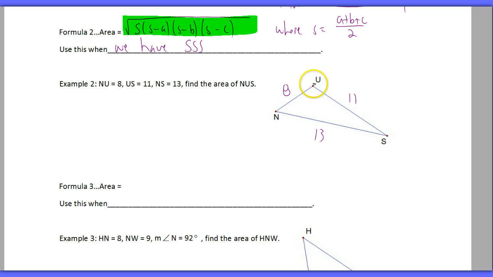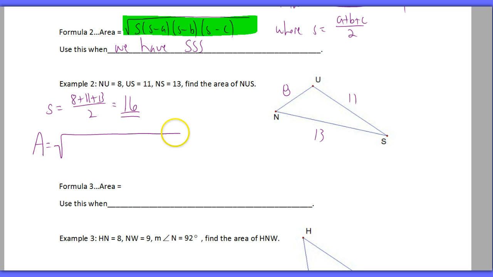Perimeter is the distance to go all the way around the object. Semi means we're splitting it into 2. In other words, what is half of the perimeter? So we're going to add up all these sides together, 8 plus 11 plus 13, and then we're going to divide that by 2. And that comes out to 16. Again, find that S value. Find that semi-perimeter. Because once we know that, now we can go after actually calculating that area.